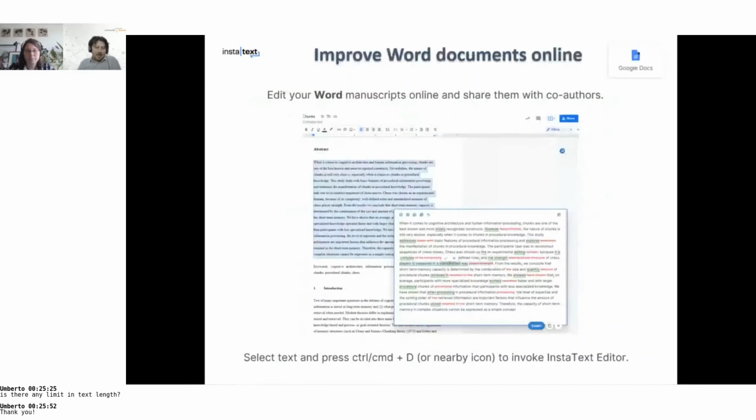It goes like this. I select maybe an abstract. I upload my Word article. I am even able to share it with co-authors, and I can start improving this paragraph by paragraph. And usually InstaText is used like this, improving paragraph by paragraph.